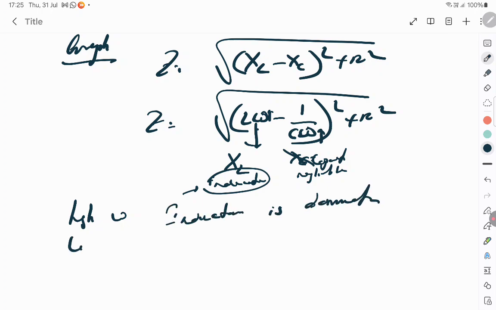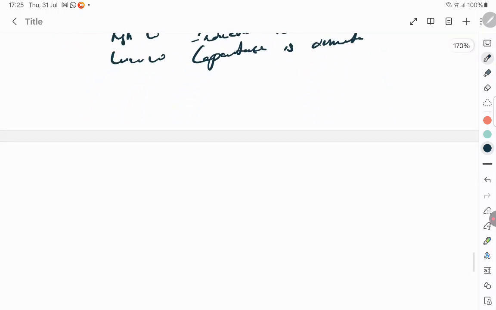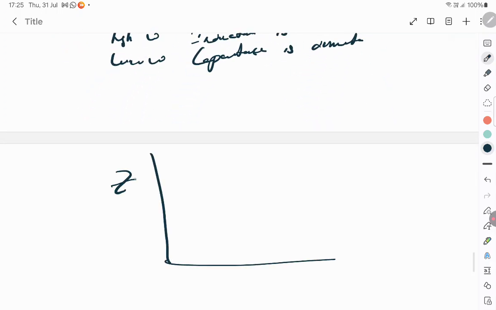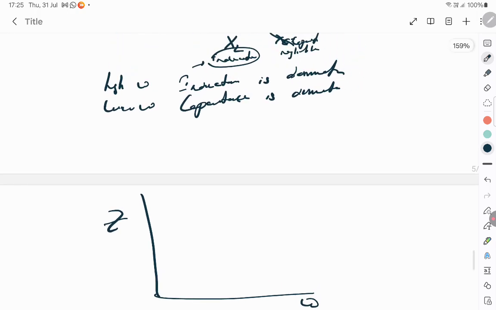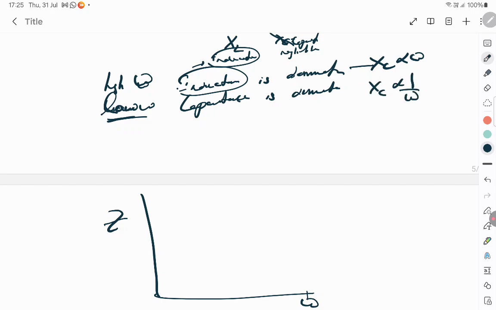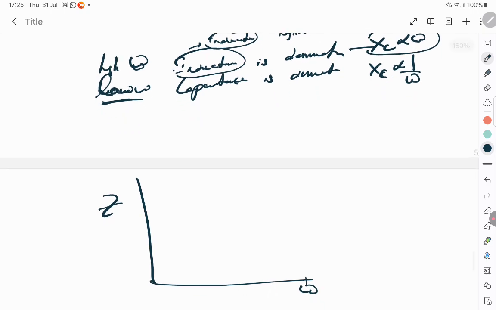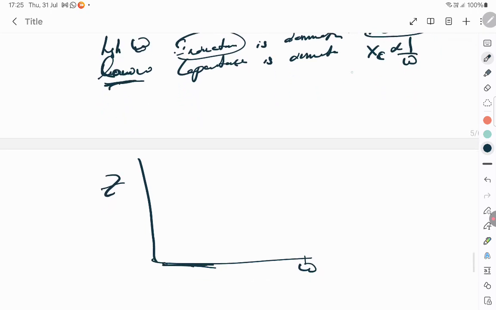For a low omega, capacitance will dominate. If you know this, then they'll ask you a very important question, there's no paper without this question: impedance versus omega. So at high omega, inductance is going to dominate, and XL is directly proportional to omega. Whereas for a low angular velocity, capacitance is going to dominate, XC is inversely proportional to omega. XC is equal to 1 by C omega, correct? Therefore at lower frequency, it should behave like a capacitor, and capacitive reactance is inversely proportional.